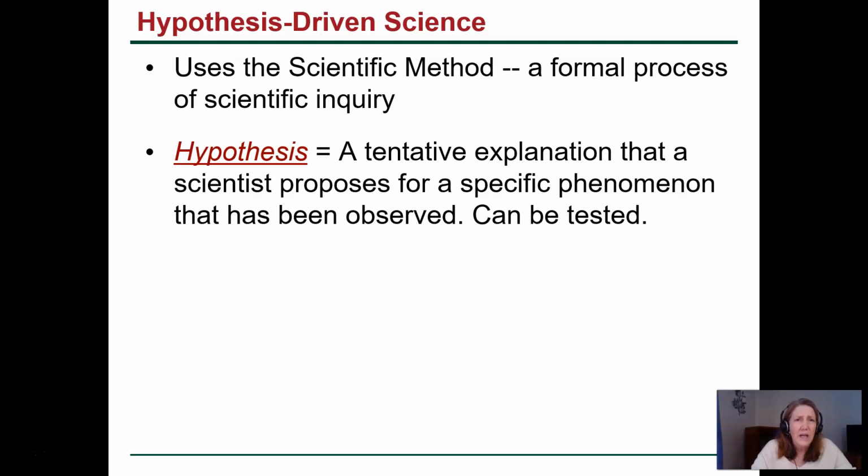Then we've got hypothesis-driven science. This uses the scientific method, which we're going to go into a lot in the next few slides. And we have the term hypothesis. You need to go back to your first page of the study guide and see hypothesis written there. This is a tentative explanation that a scientist proposes for a specific phenomenon that has been observed. It can be tested. An easier way of putting this is an educated guess.